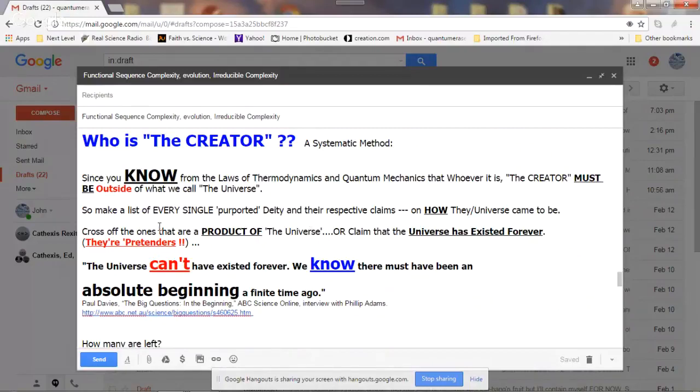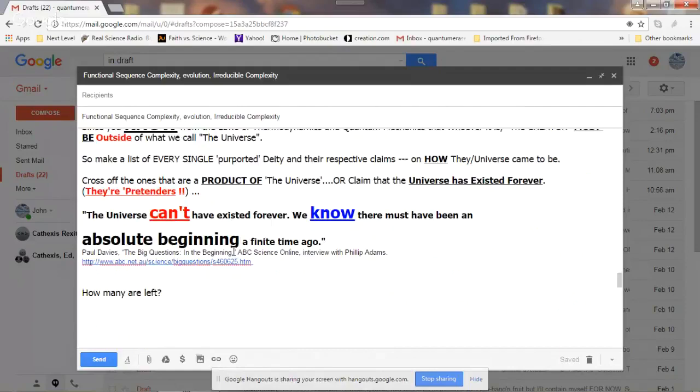So make a list of every single purported deity and their respective claims on how they or the universe came to be. Next, you cross off the ones that are a product of the universe or claim that the universe has existed forever, because they're pretenders. Why? Well, the universe can't have existed forever. We know there must be an absolute beginning a finite time ago. Then, after that, how many are left?